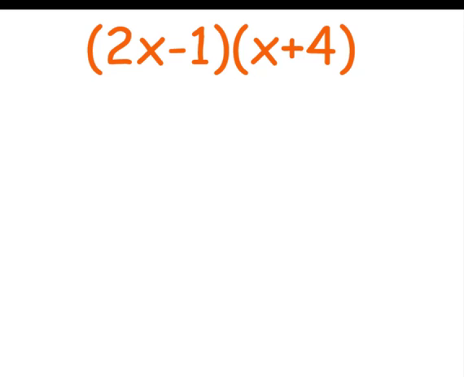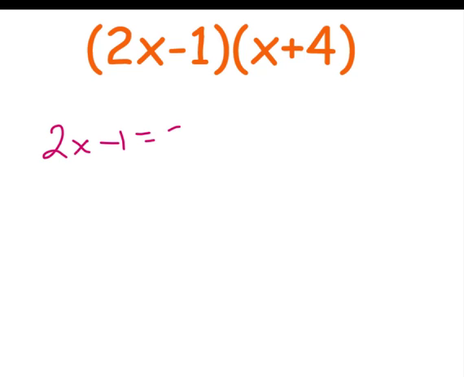All right, so here we have 2x minus 1 times x plus 4. Uh-oh. There's not just 2 x's, right? There's 2 x's here and there's 1 x here. Hey, relax. It's going to be okay. So all we're going to do is follow the same process. So here we go. Let's give it a shot.